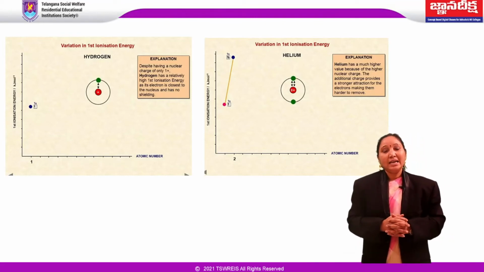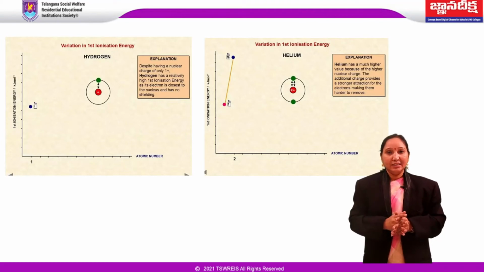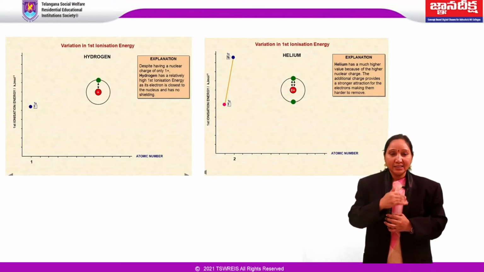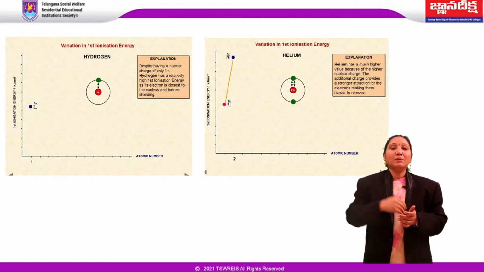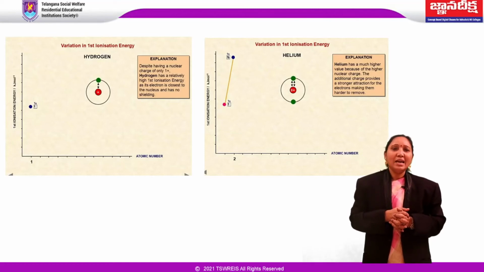Similarly, for principal quantum number n equal to 3, the number of elements present is again 8, starting with sodium, followed by magnesium, aluminium, silicon, phosphorus, sulfur, chlorine and argon. And here, as the number of electrons increases with increase in the atomic number, the ionization energy gradually increases from sodium up to argon. In n equal to 4, likewise it starts with potassium.